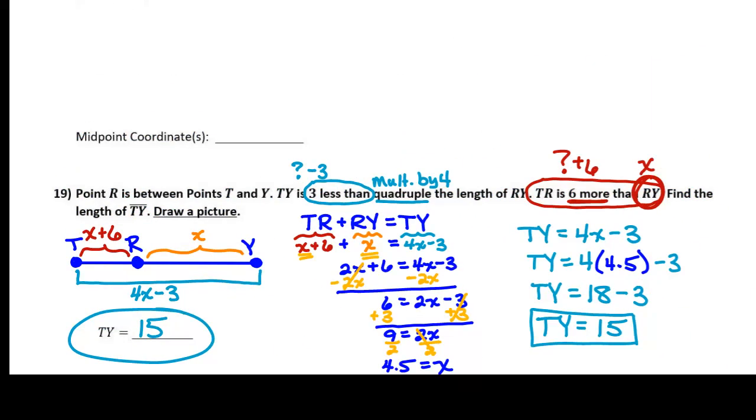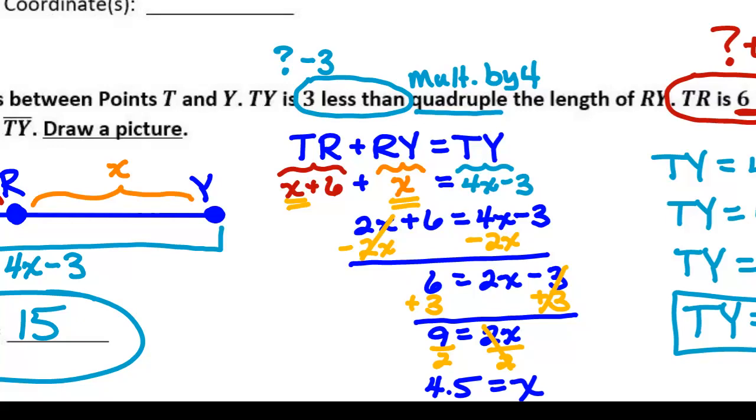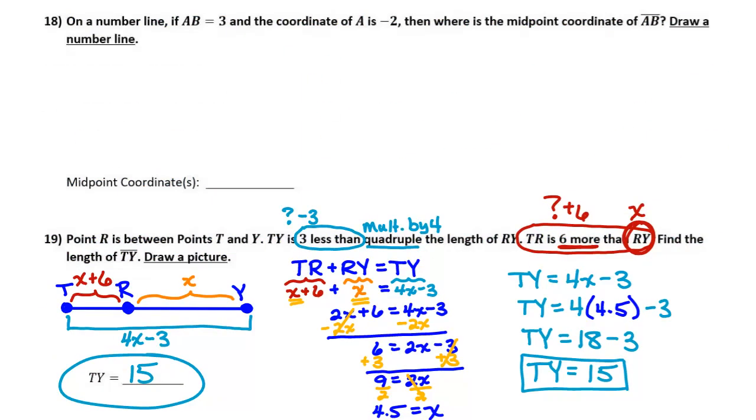All right. What else would you guys like to see? How did I get x plus x? It gives us 2x. Yep. The 2x came from this x plus this x. What was the other one? Number 18? Okay, let's go look at 18.